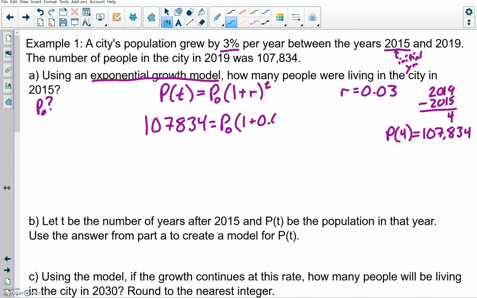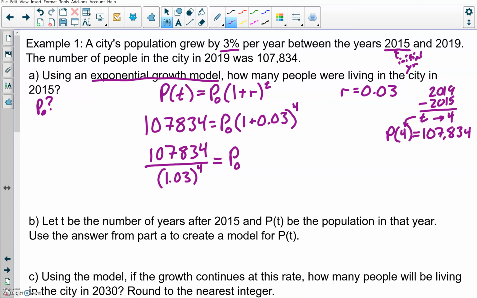And then 1 plus 0.03. And then the T, that's right here. T is 4, which we used to get that 107,000 four years later. So you just put the 4 in the power. Now to solve for this, we do 107,834 divided by 1.03, adding the 1 and the 0.03, raised to the 4th power. And that will give you the P0. You really just need to divide by this stuff because it's being multiplied by the P0.